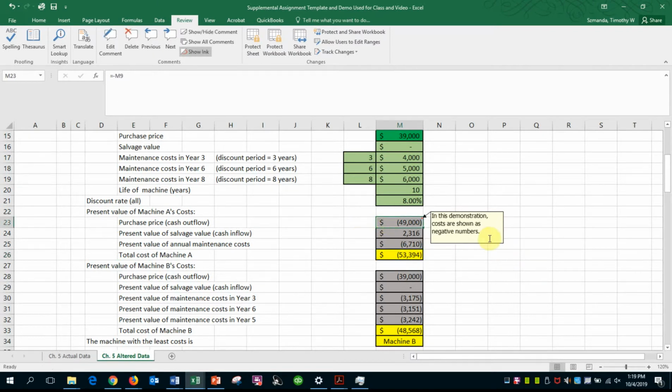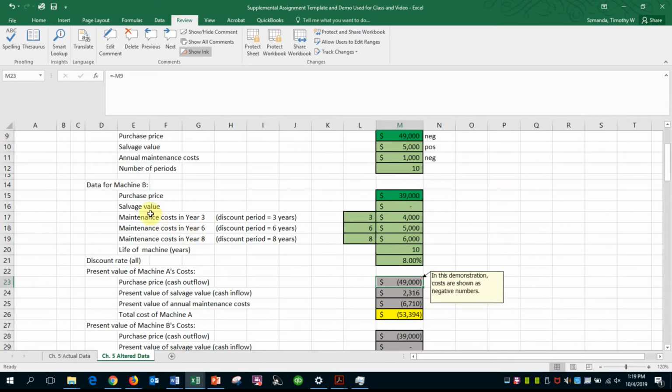Add them together then, two negatives and one positive, and the cost of machine A in total is $53,394 using my numbers. The second machine is a little different. We have an immediate negative cash flow or purchase price of $39,000 using my numbers. No salvage value in this case.